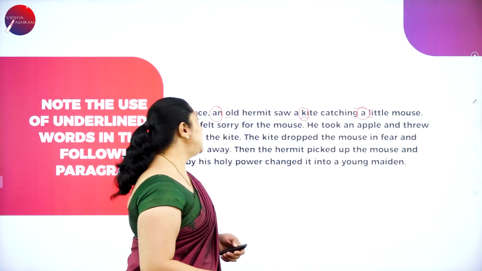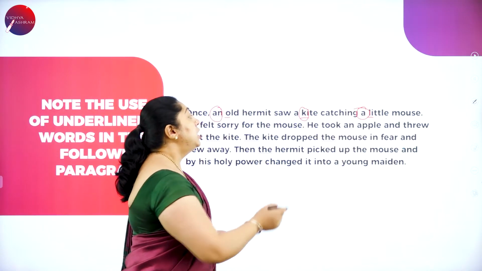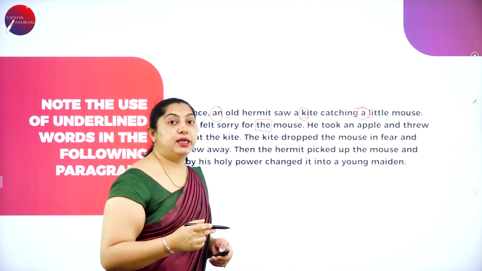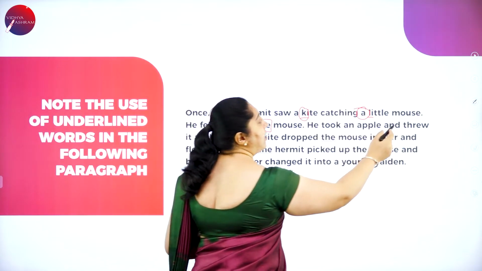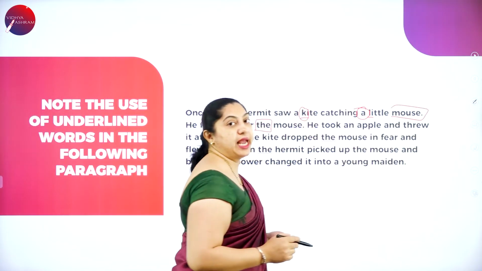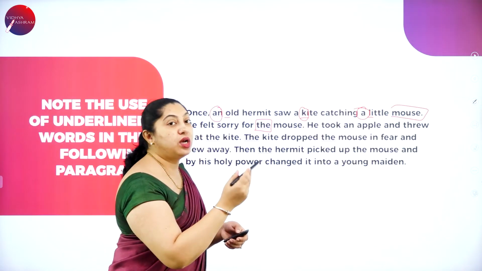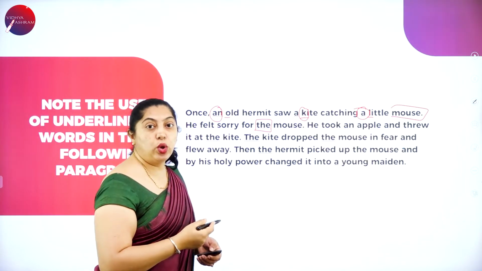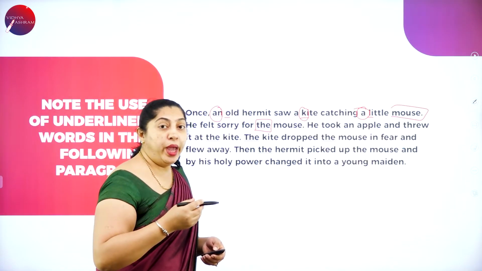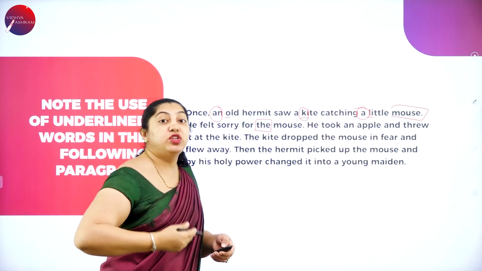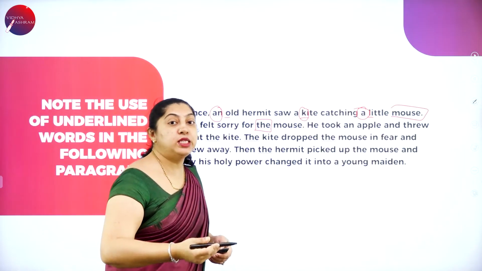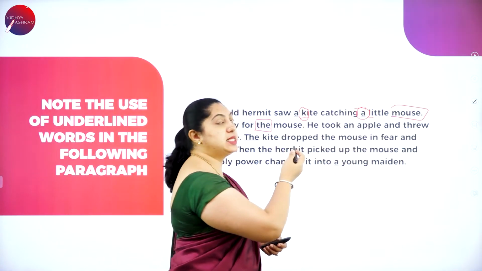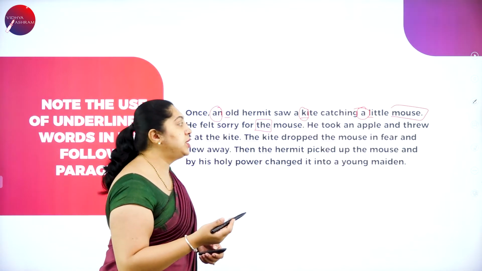In the next sentence: he felt sorry for the mouse. Why is the written here? Because I have already spoken about the mouse in the first sentence itself. I am talking about the same mouse in the second sentence. As I said in the beginning, when we refer to the same thing more than once, we use the article the. So I am referring to the same mouse here, and the article the is used.